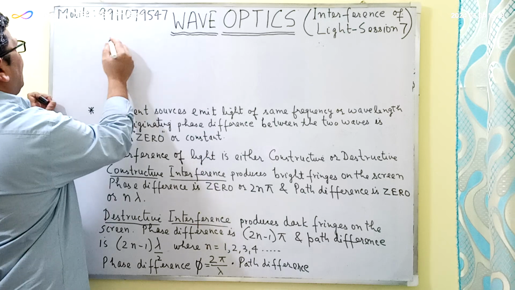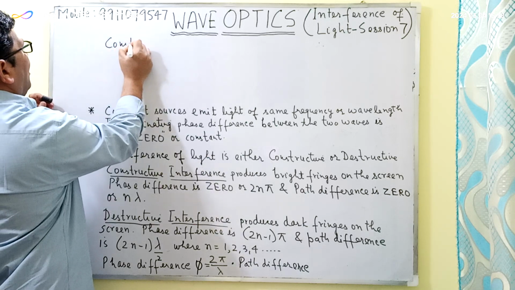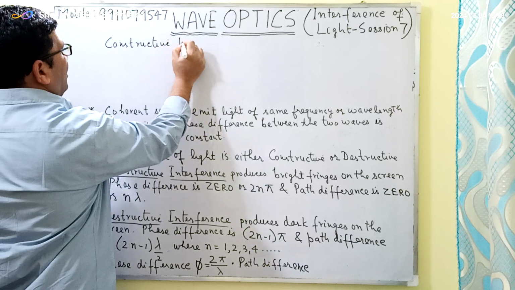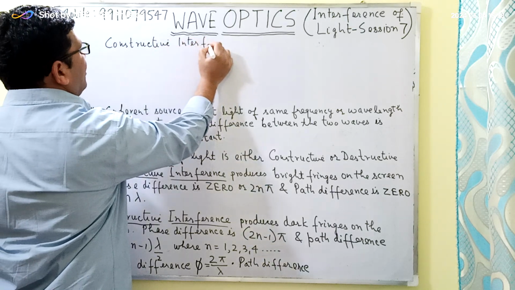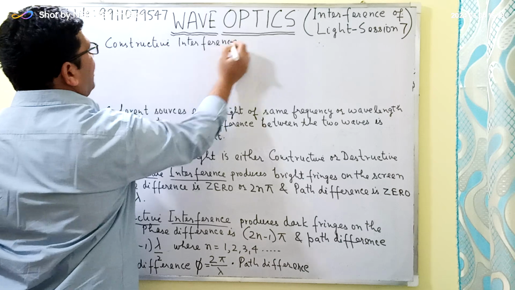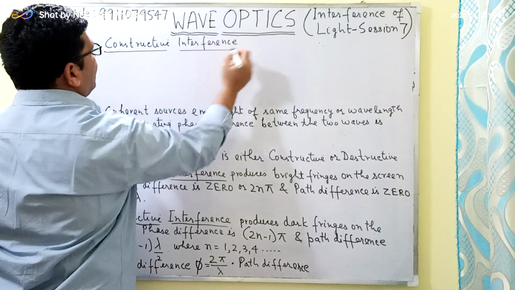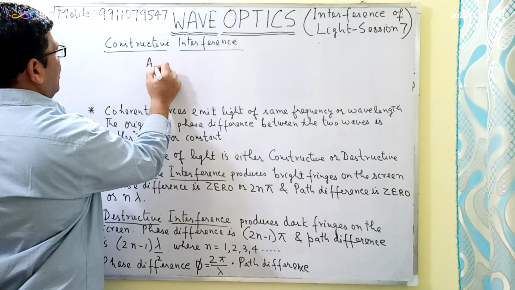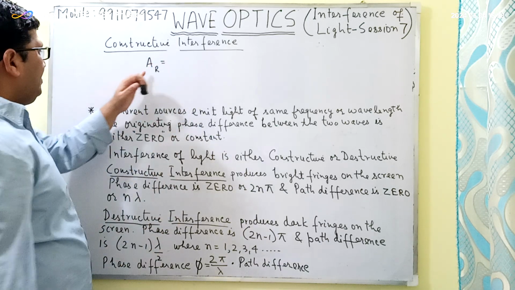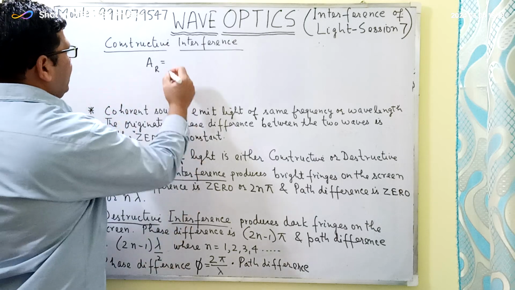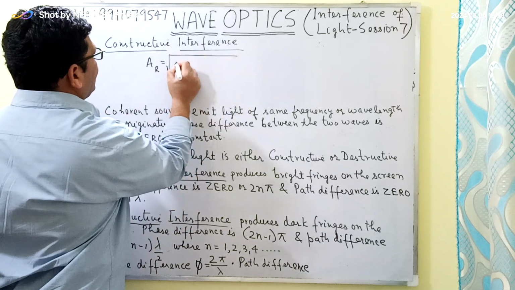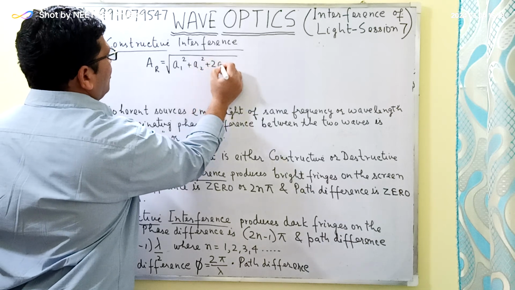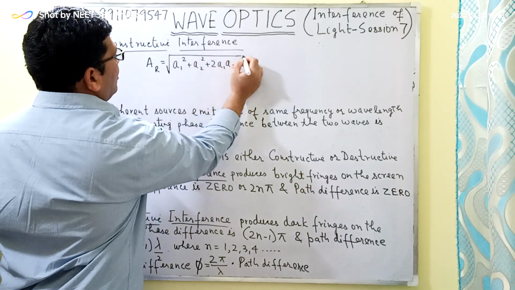Now let us first of all discuss the constructive interference. In this topic I will be finding the resultant amplitude and the intensity of the resultant wave. The amplitude of the resultant wave in the case of constructive interference will be equal to A1 square plus A2 square plus 2A1 A2 cos phi.